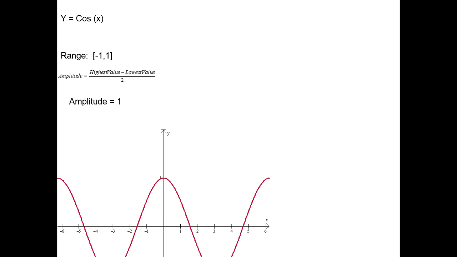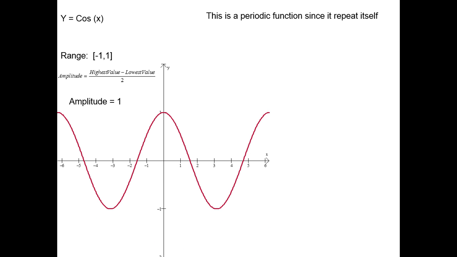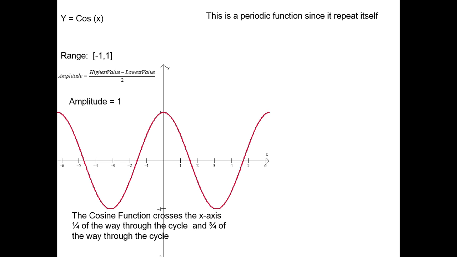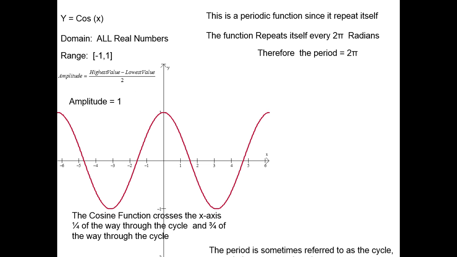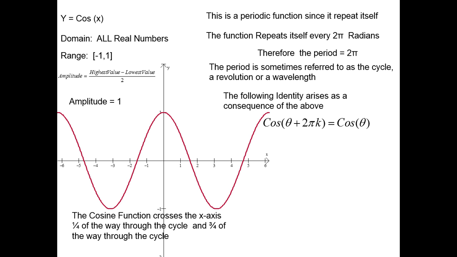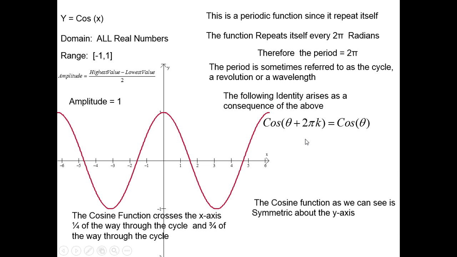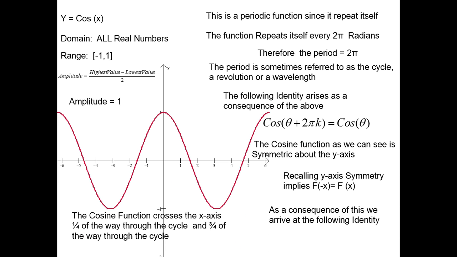And the cosine graph, again, is periodic in nature. Okay, and its domain and range, how it crosses at the quarter and 3/4 of the way through its interval, okay, and its period and its periodic nature, which will be what gives rise to all trigonometric functions in that periodic nature, and its symmetry about the y-axis, which is indicated by this identity.